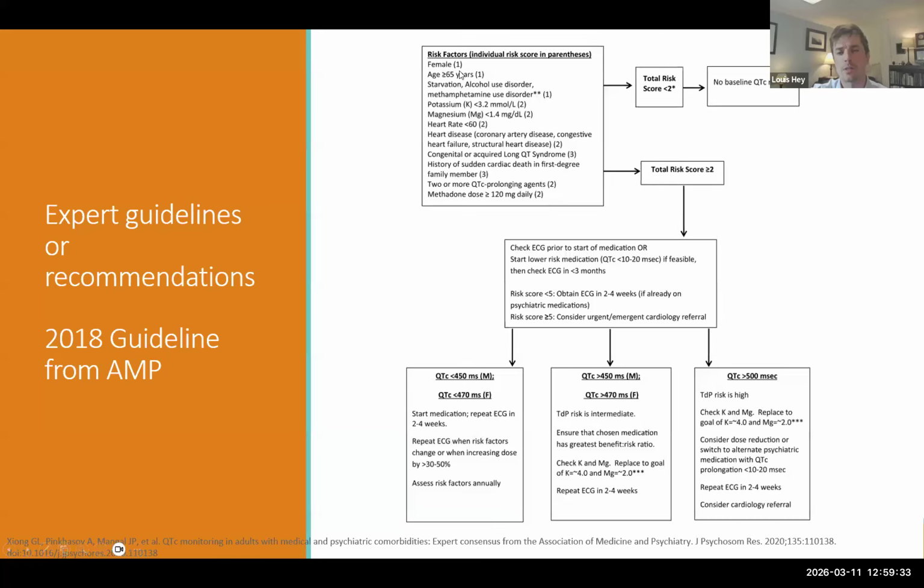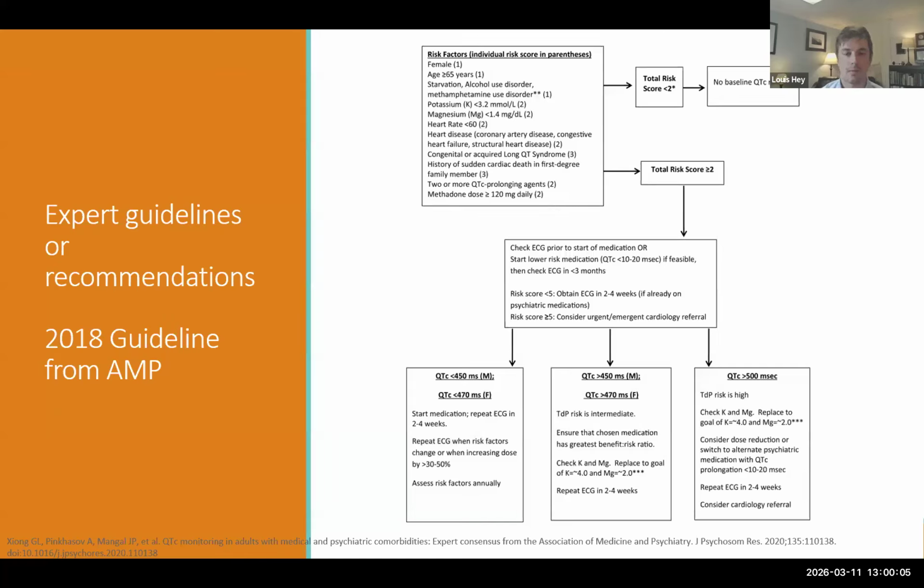There are a couple other risk scores that you can use. There's a Tisdale score, I think, but this one is the only one that I could find that has this clear recommendation based on the score. So you basically plug your patient into this. So 1 point for female, 1 point for age over 65, et cetera. If you get a score less than 2, so 0 or 1, and you're thinking about prescribing a new medication that you know can prolong the QTc, you do not need to get an EKG.